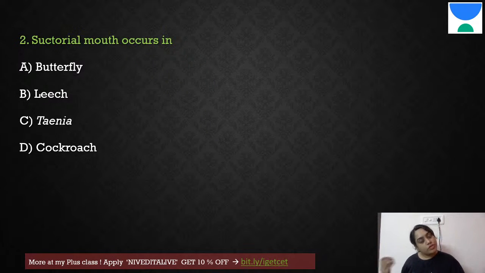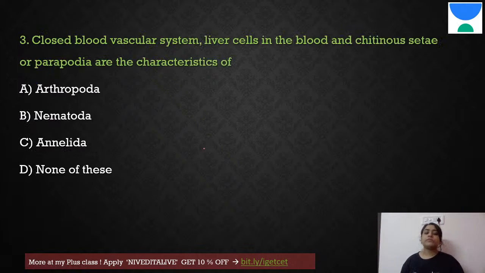Taking food happens through body surface for your tapeworm. Not cockroach also. Cockroach is biting type. So here it is leech. So leech has a suctorial mouth. Its mouth has three wedges like teeth-like structure where it will attach and the mouth will suck out the blood from the animal or human being.